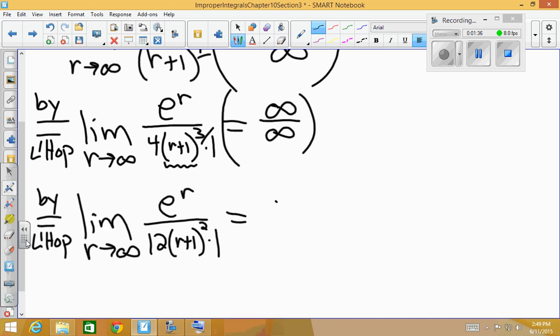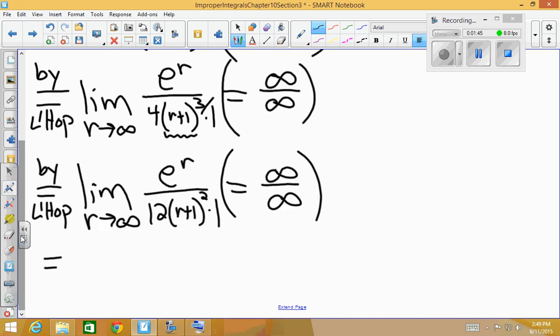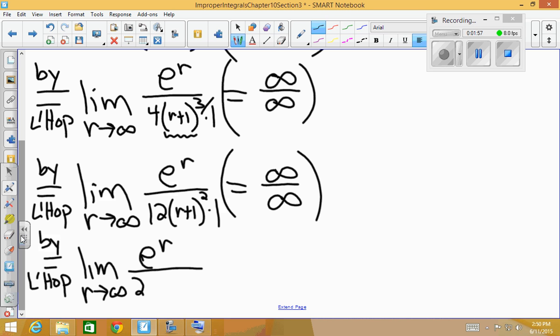Same thing is going to happen, infinity over infinity. But yet again, the power of r plus 1 is decreased. So let's go again. So by L'Hopital's rule, r goes to infinity, e to the r divided by 24(r plus 1) times 1. Oh, looky there, infinity over infinity.